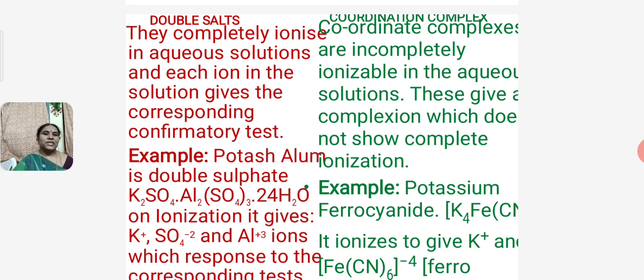Now let us see what happens in a coordination complex. A coordination complex dissociates incompletely in its aqueous solution. This gives a complex ion which does not completely ionize. For example, potassium hexacyanoferrate complex, when dissolved in water, produces K plus ion and hexacyanoferrate ion. Here, hexacyanoferrate ion does not ionize completely. And that is why when you test for the presence of Fe2 plus ions and CN minus ions, these ions do not respond to the test.